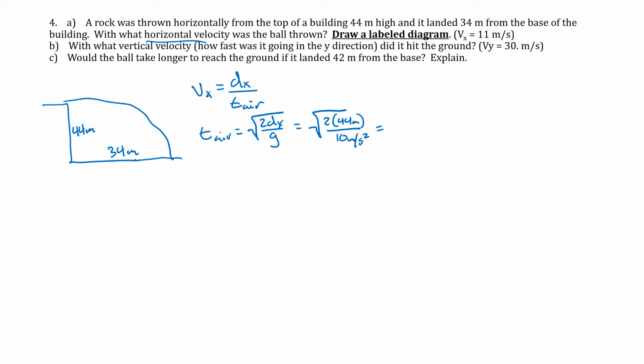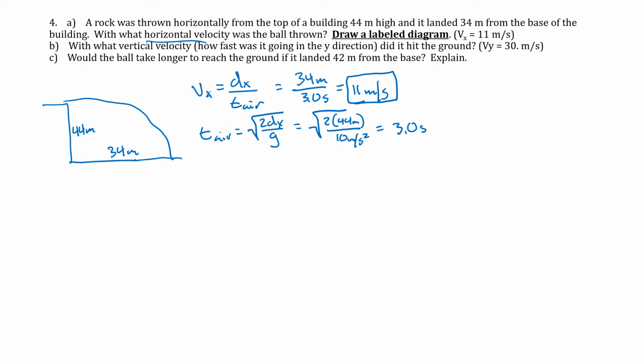And if we do that, we find out it takes 2.97 seconds to hit the ground, or 3.0 seconds. So then if we go back up here, we do 34 meters divided by 3.0 seconds. We find out that we are going 11 meters per second horizontally when that ball is thrown.